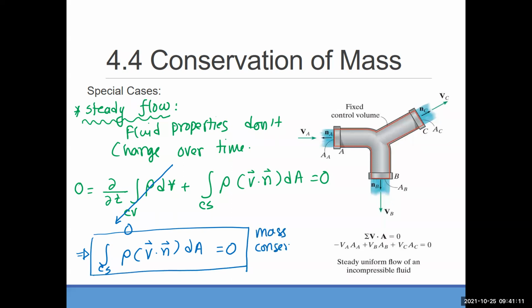Mass conservation for steady flow. In this course, I said that we will not do anything with unsteady. That means we are actually using this equation all the time, okay? Because we are not doing anything with the unsteady for this course. So make sure you know this one.